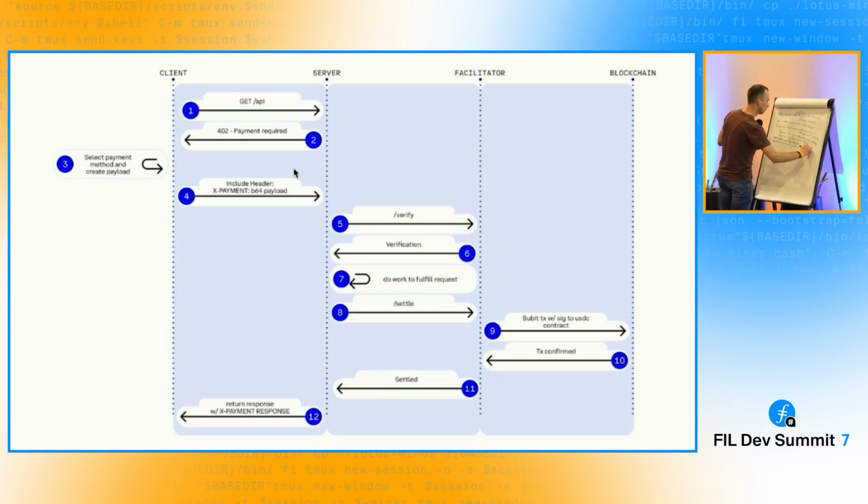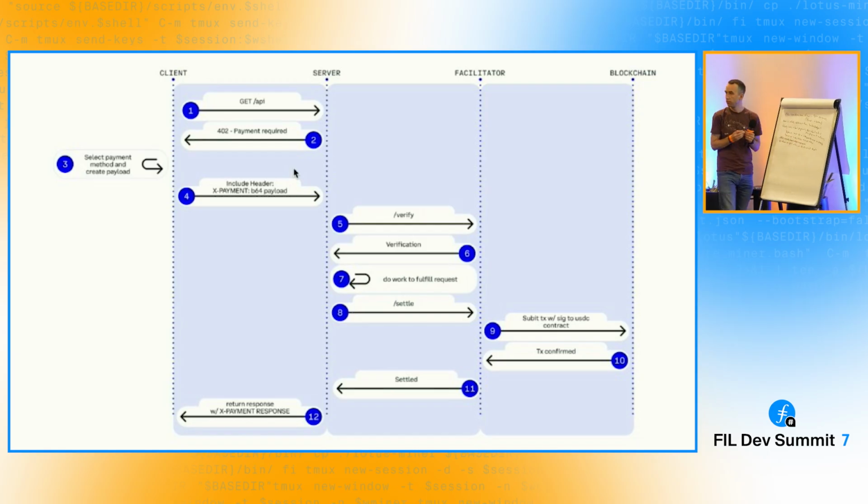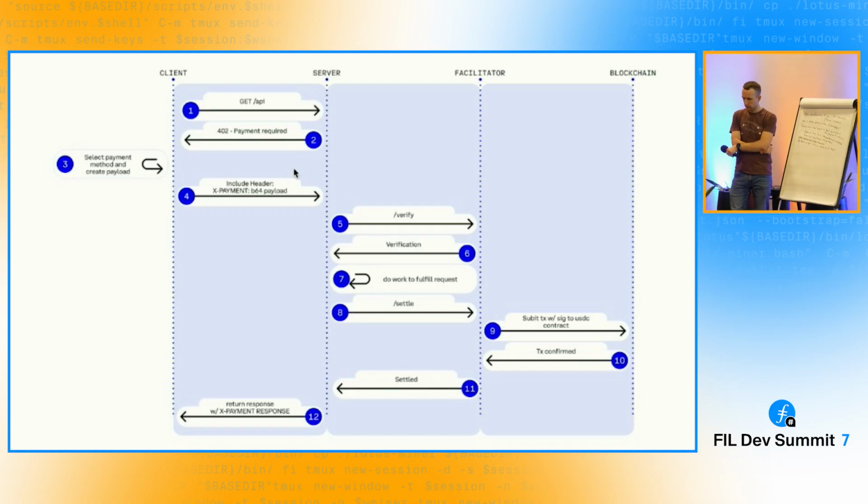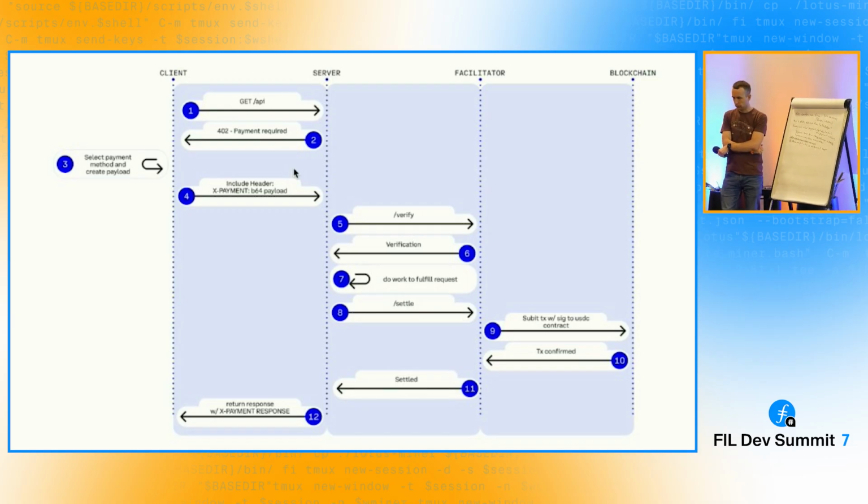Can you explain what that looks like? If Filecoin is not fast enough, what's the solution?